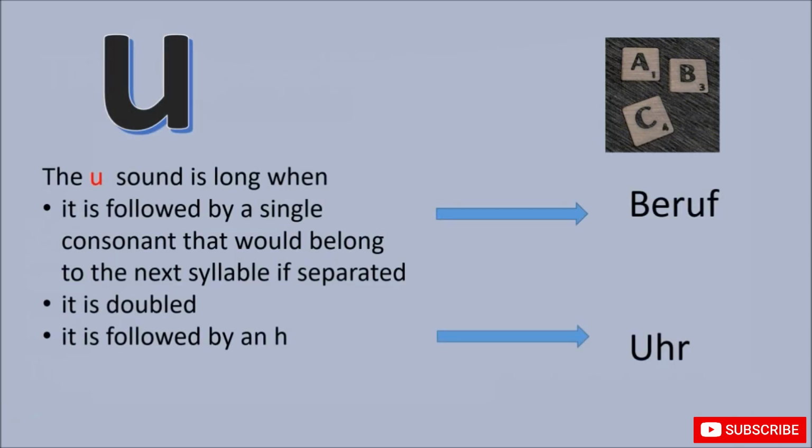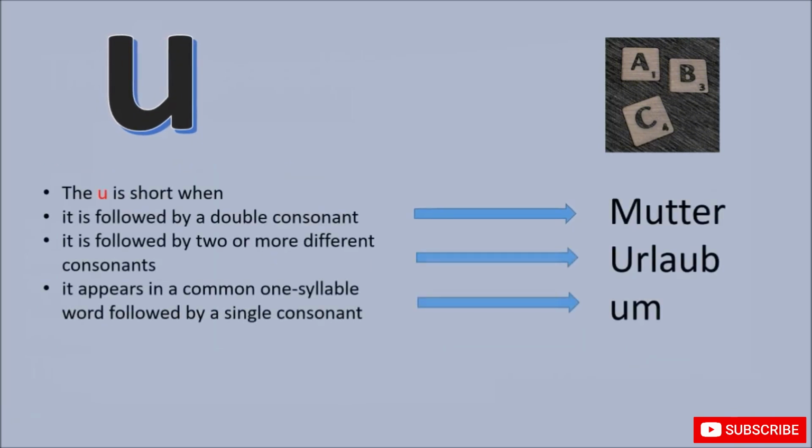We've seen this before, haven't we? The U sound is long when it's followed by a single consonant that would belong to the next syllable if separated. Beruf. Is it doubled? Nope. And if it is followed by an H, as in Uhr. And we now know when it's short: a double consonant follows, as in Mutter. It's followed by two or more different ones, Urlaub. And it appears in a common one-syllable word, followed by a single consonant, und.